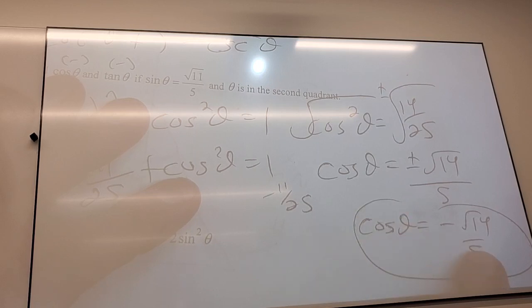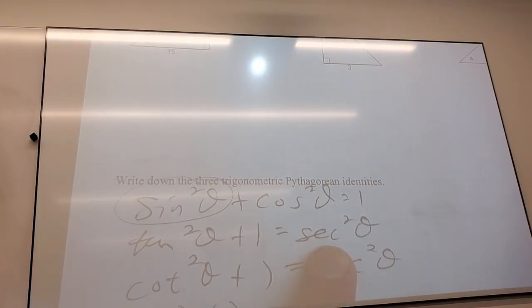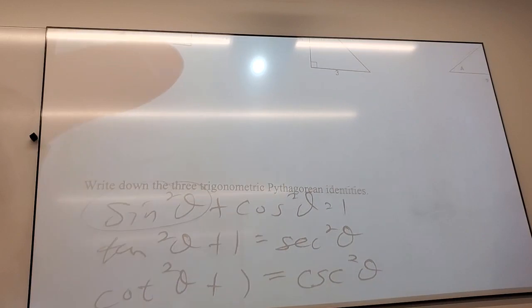What's secant theta? Radical 14 over 5. Yeah, 5 over radical 14, negative. Couldn't I plug that in here and solve for tangent? Now that's crazy. Don't do that.